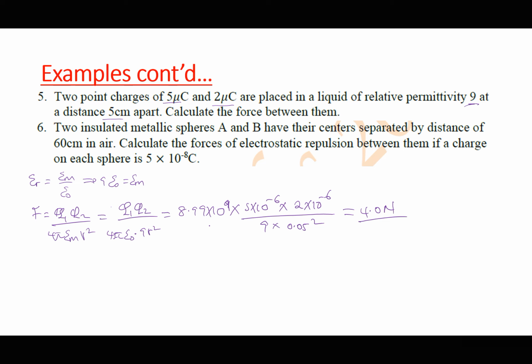Example 6: two insulated metallic spheres, A and B, have their centers separated by a distance of 60 centimeters in air. Calculate the force of electrostatic repulsion between them if the charge on each sphere is 5 times 10 power negative 8 coulombs. Let's try to find the electrostatic force of repulsion.